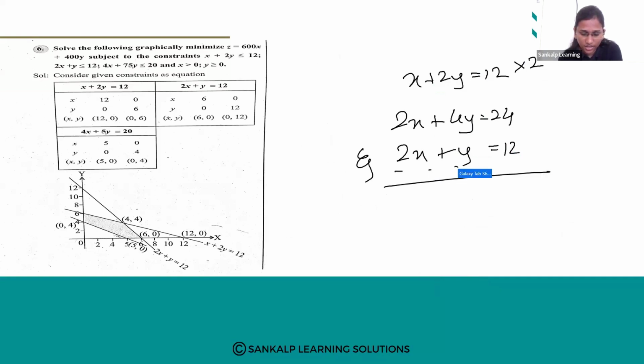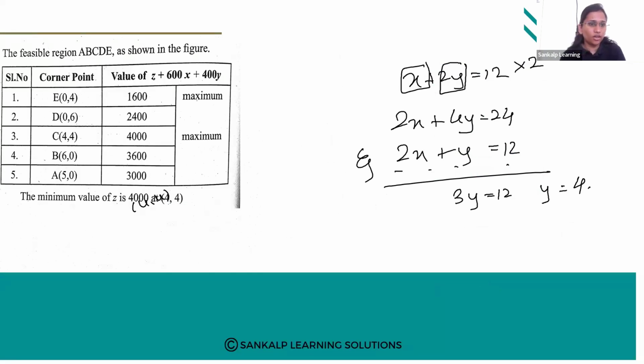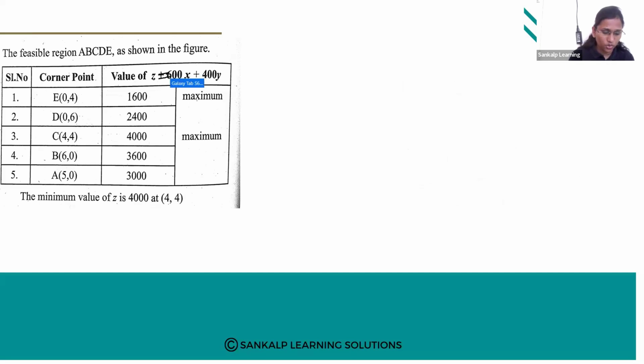Right? So if I take this, what will I get here? 3y equals 12, that is y equals 4. If y equals 4, that means it is 8. 12 minus 8 is 4, so x is also 4. So what are the corner points here? 4, 4. Hence, by writing all, ABCD is the feasible region, this is Z equals to, okay? So 0, 4, 0, 6, 4, 4, 6, 0, 5, 0 were your corner points.